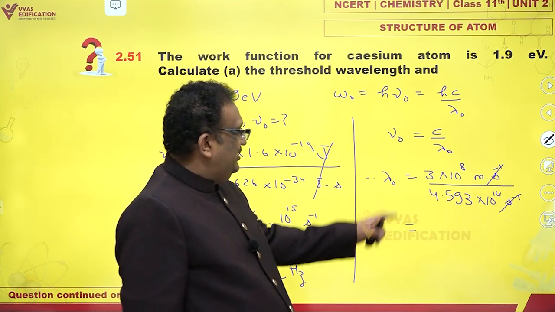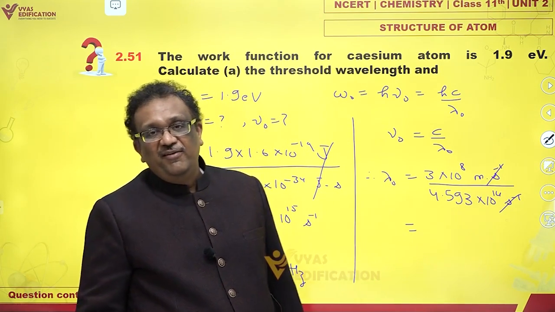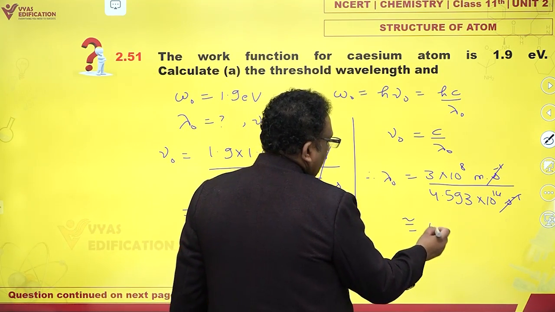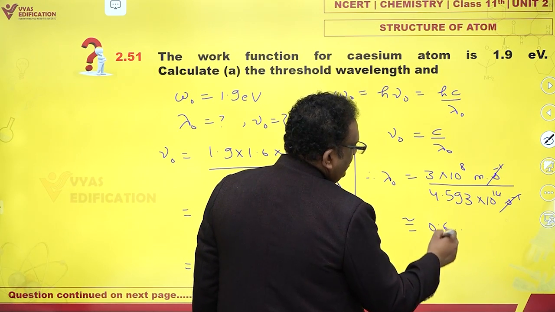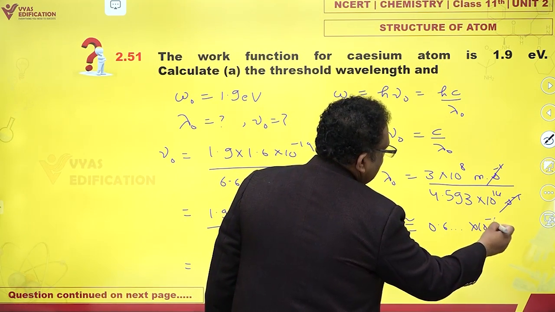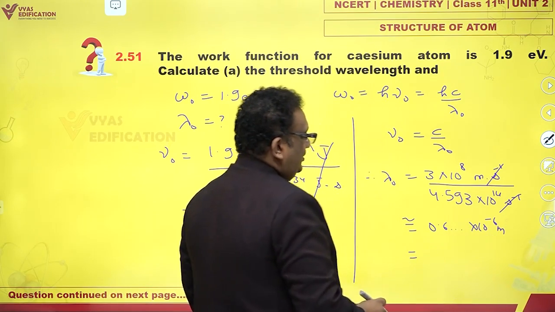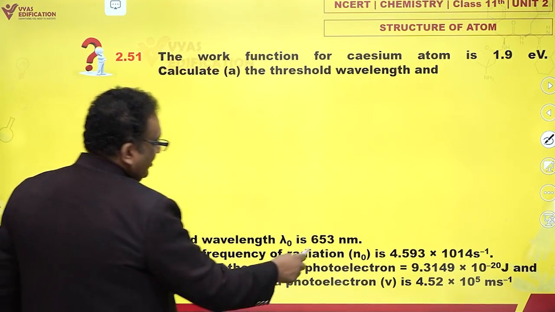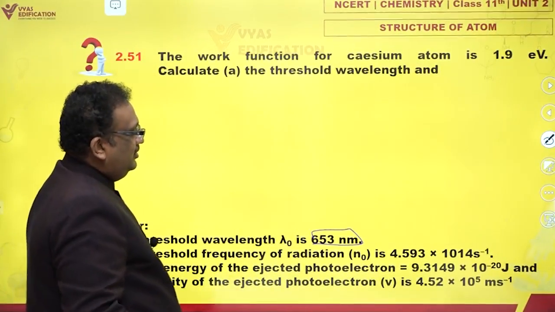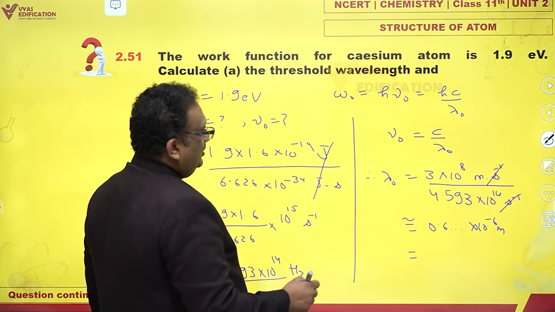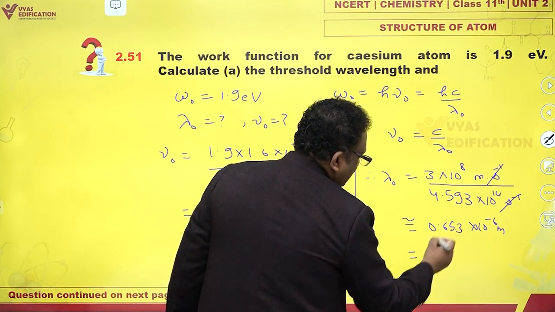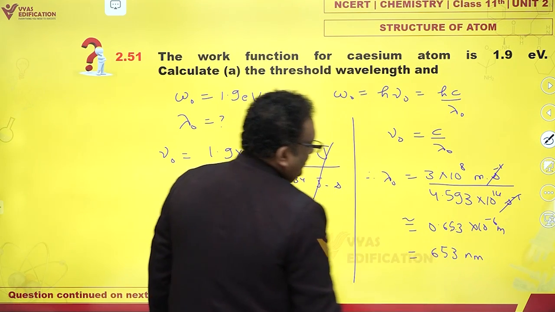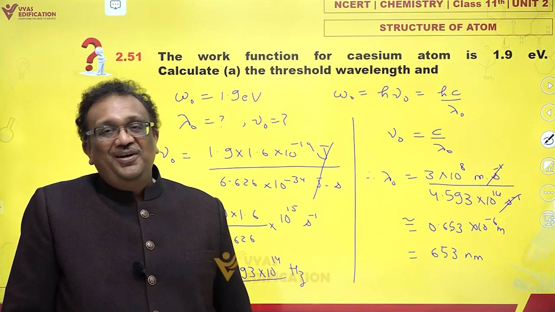If I just approximate 3 and 4.5, that is 1 by 1.5, which is 0.67, 0.62 around, 6 something into 10 raised to minus 6 meter, or 6 point something something, 653 nanometers, 6.53. So let me come back. 0.653, if it is 653 nanometer. This is the threshold wavelength for you.